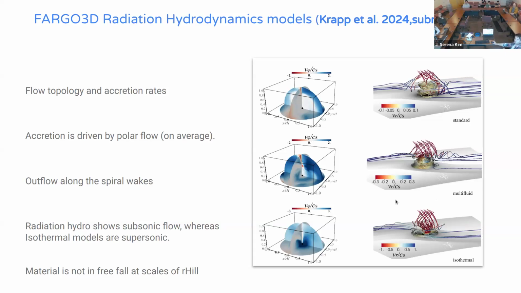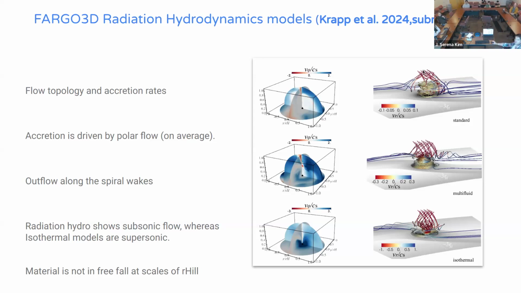But as you move to radiation hydrodynamics, you see that the topology of the flow changes. You have a bit less rotational support. You have the same inflow and outflow, but this is a very thin disk. It's getting thicker, and here there's not really a disk. You don't see any rotational support at all, just a swarm of fluid particles moving around, very slowly rotating around the planet.